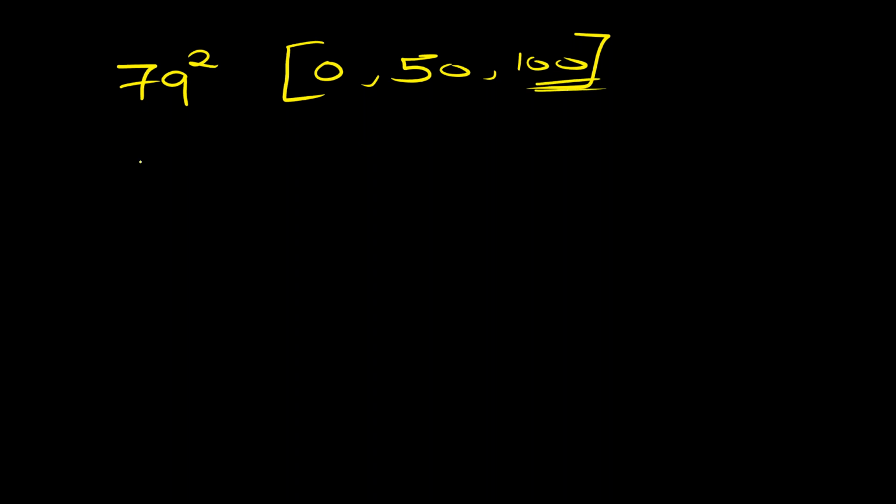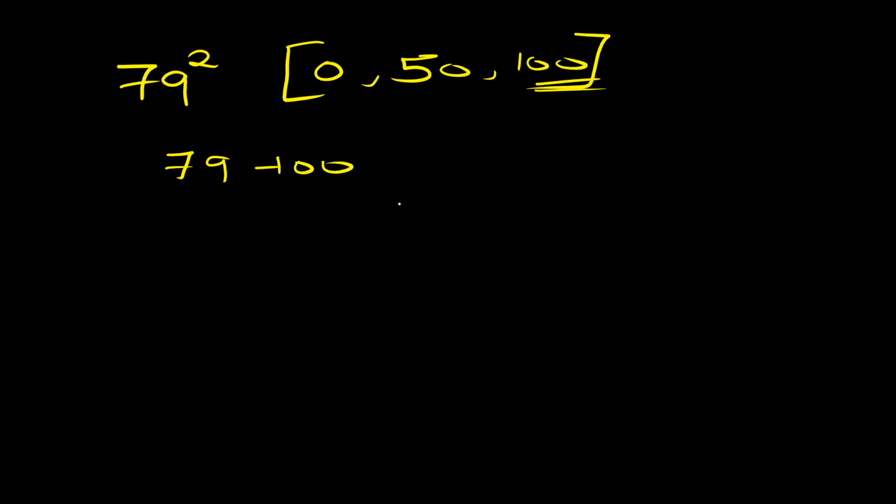So for example, 79 square. I'm supposed to check with 0, 50, and 100. Is 79 nearby 50 or 100? Of course, it is nearby 100.